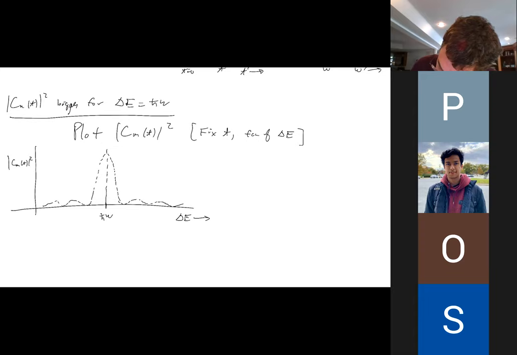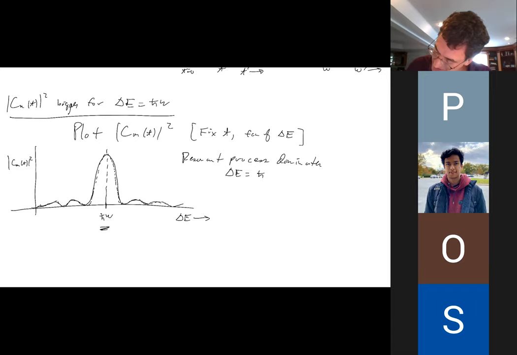All right, so that's the function plotted. Not so good at drawing it, but you can see that it's biggest at the resonant frequency. If I just plot the function, you can see that the resonant process dominates, meaning when delta E is equal to H bar omega, that's when Cm of T is a max.